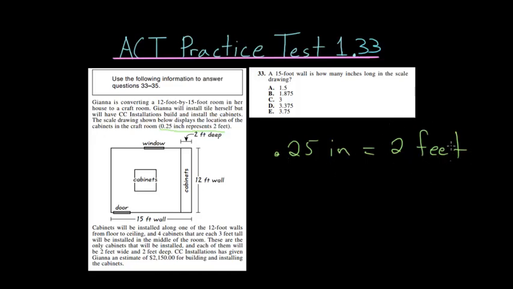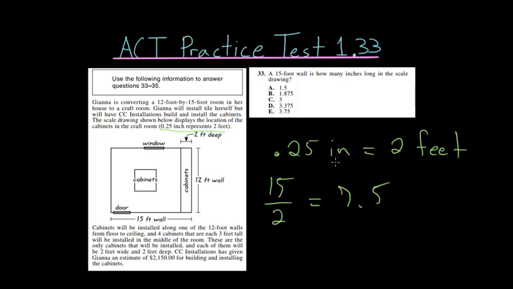So we need to figure out how many times 2 goes into 15. If you just divide 15 by 2, you get 7.5. So out of this 15-foot wall, every 2 feet gives this 1/4 of an inch. At 4 feet, it's a 1/2 inch. At 6 feet, it's 0.75 inches. At 8 feet, it's a whole inch. Essentially, what we just figured out is that you multiply this 2 by 7.5 to get to 15, or 2 feet fit into 15 feet 7.5 times.